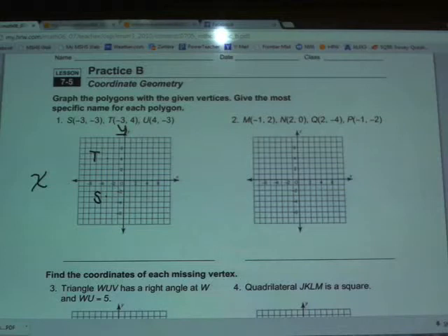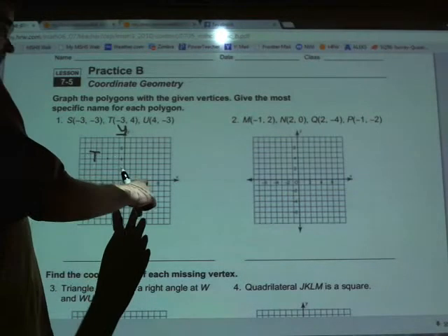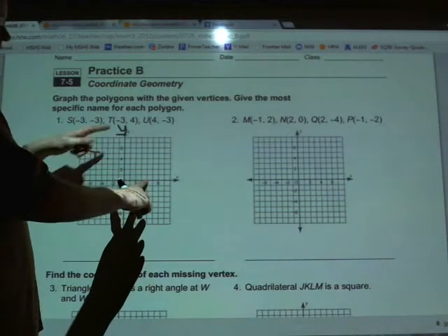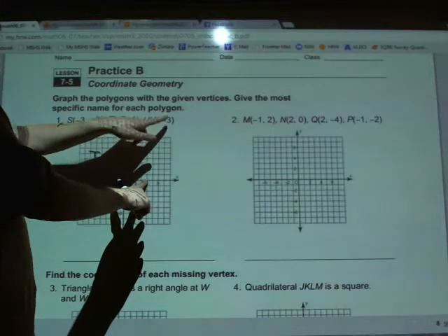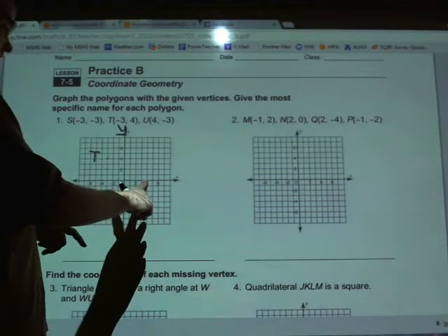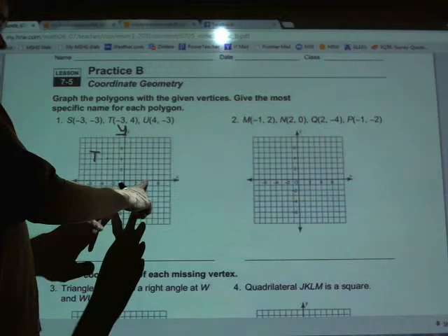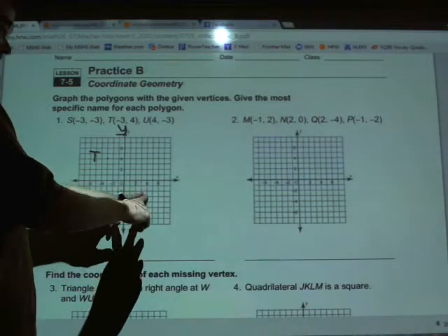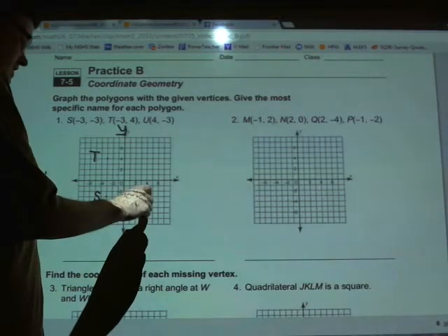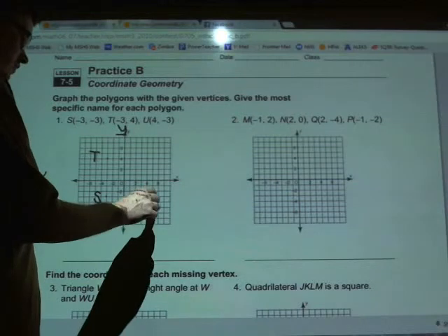And then I've got point U, which is at 4, -3, so I'm going to repeat this process one more time. I'm going to put one finger on the x-axis at 4 for the first number, and then the second number being -3, I'm going to put my finger on the y-axis at -3 and pull my fingers together to where those meet, now called point U.